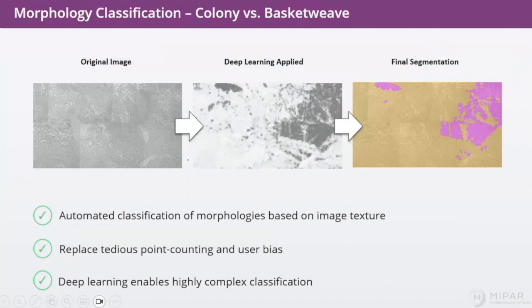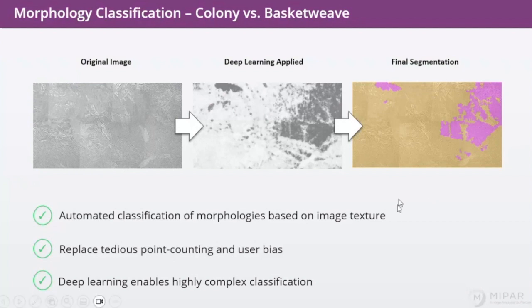This is maybe a little bit hard to see, but I'll explain this microstructure. It's a morphology classification again in titanium. You can see in the original image that the only difference between these two areas we want to segment is really the texture. So identifying different phases purely based on texture has usually been very challenging. But this is where deep learning really stands out.